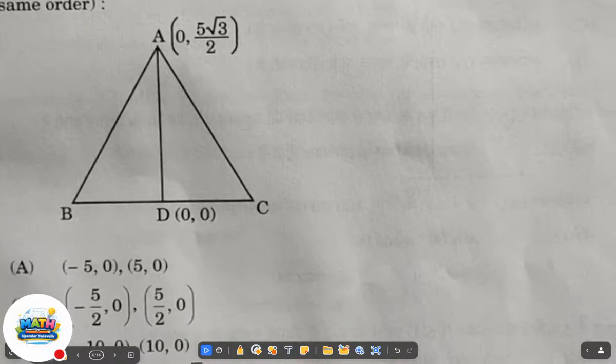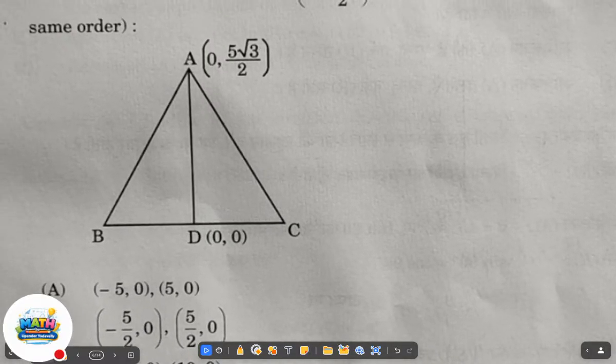So ABC is an equilateral triangle, right? And AD is the median. In an equilateral triangle, as in an isosceles triangle, the median is also, yes, a median, right? This means D is the midpoint of BC. So that means BD is equal to DC. D is the midpoint of BC, and it is an equilateral triangle. All sides are equal in length. Okay, so let's check the options.